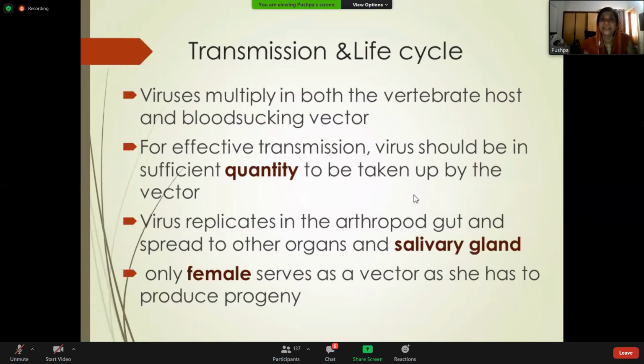This is similar to malaria, like the sexual cycle in the malarial parasite, which takes place in the mosquito gut, and then through the salivary gland, it is transmitted to other non-infected persons, just like that.